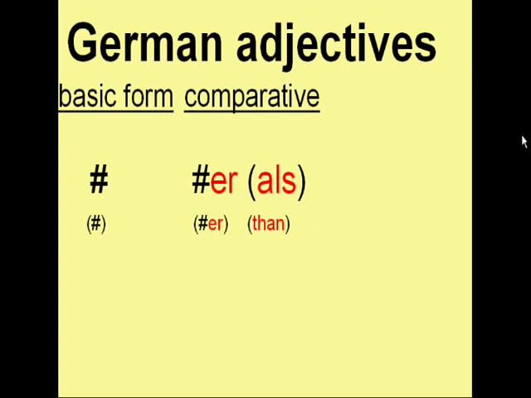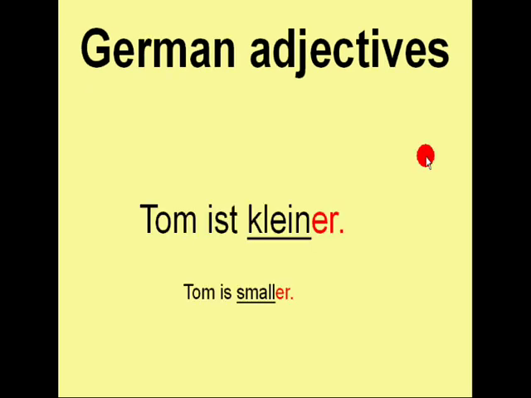Now the comparative forms of the adjectives are similar like in English. From now on I will use this sign as a placeholder for every adjective. So if you want to have the comparative form of an adjective, just like in English, add an er at the end of the adjective. And for the word then, use the word als. An example sentence for the comparative form of an adjective would be Tom ist kleiner, which means Tom is smaller.